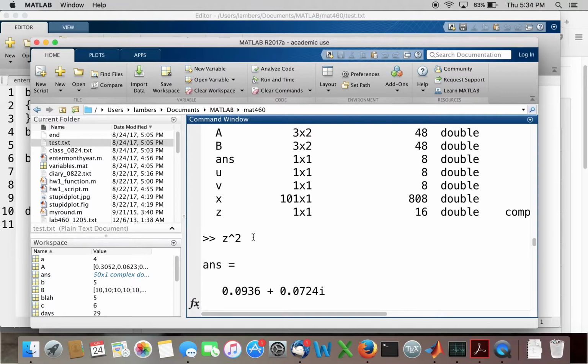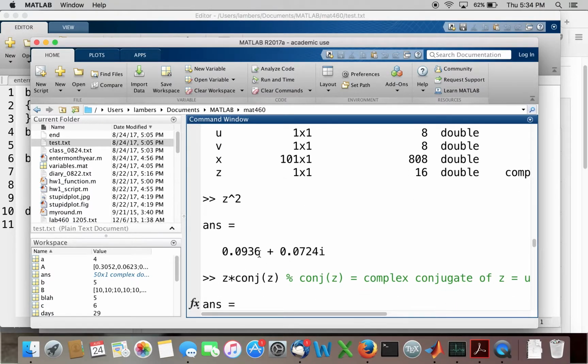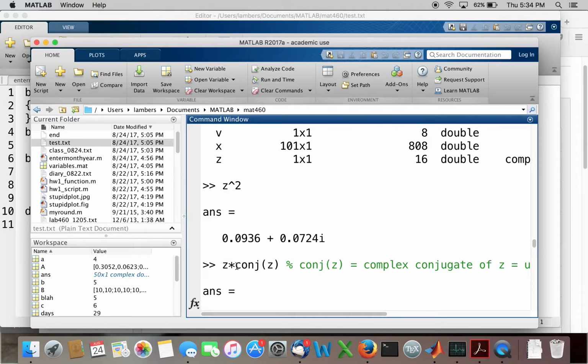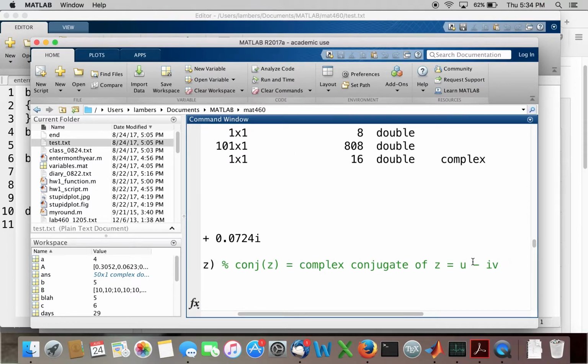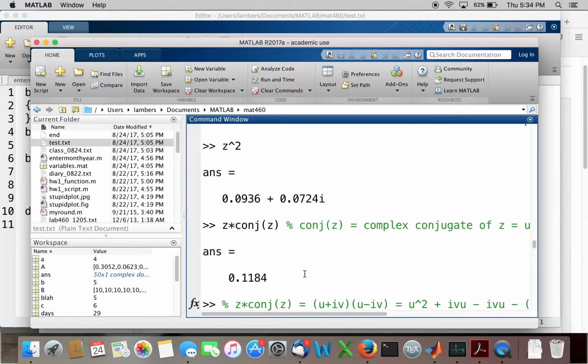Now, if I take a complex number z and square it, we're accustomed to the square of a number being a positive, or at least non-negative real number, but the square of a complex number is generally complex. On the other hand, if I multiply z, not by z again, but by its complex conjugate, where you negate the imaginary part, then we get a non-negative real number.